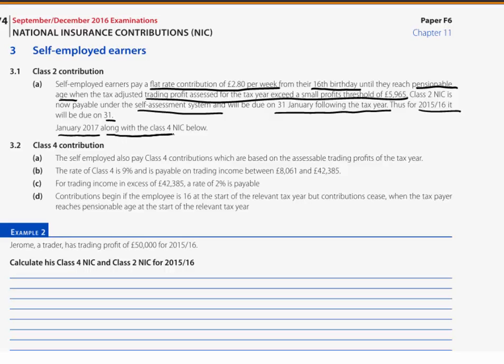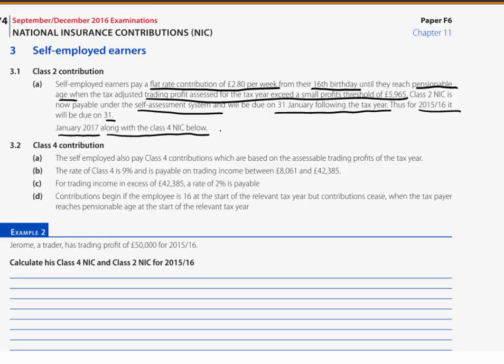And that is payable along indeed with the Class 4 NIC. Now that Class 4 NIC and your income tax, which we'll look at in Chapter 15, may very well have already been paid. There are payments on account that have to be made by the self-employed taxpayers, most notably by them anyway, so those amounts may already have been paid.